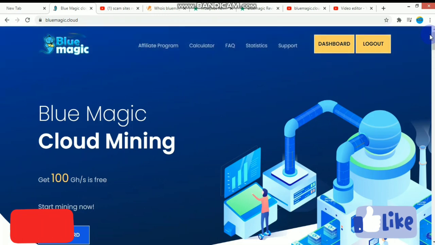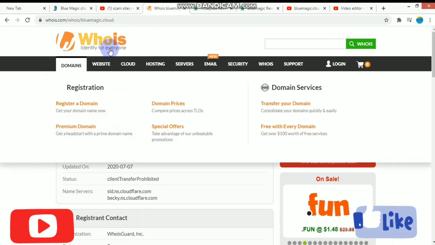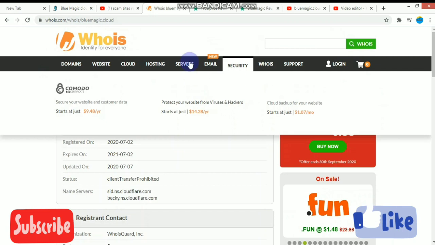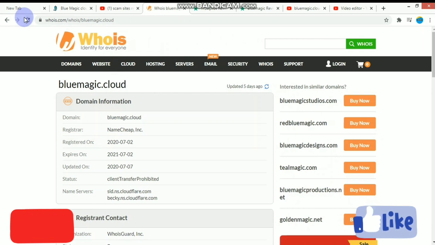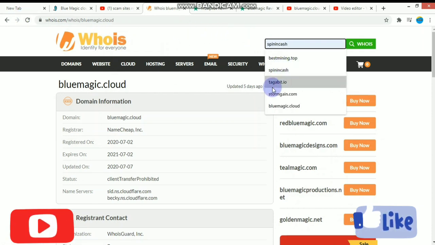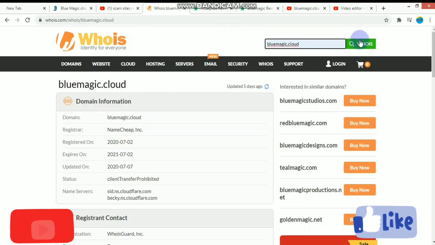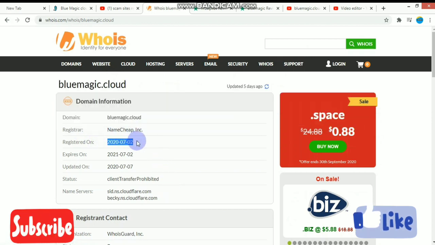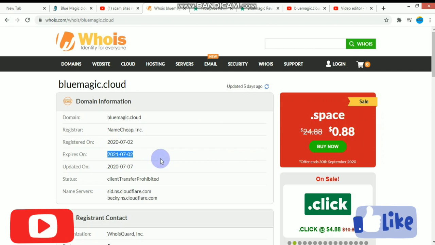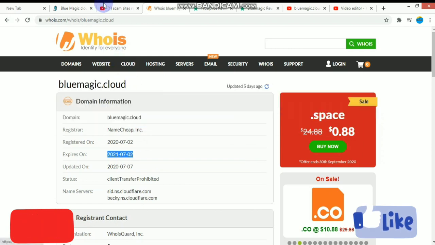But before I log into my account, guys, since these people said they've been here for 88 days, let's see if that is true or if that is a big lie. We're gonna go through a domain checker called whois.com, and we search for Bluemagic.cloud. Okay, as you can see, this is the time it was registered, and it's going to expire next year on the same month and day. So I think they are actually telling the truth, they are being sincere on that part.